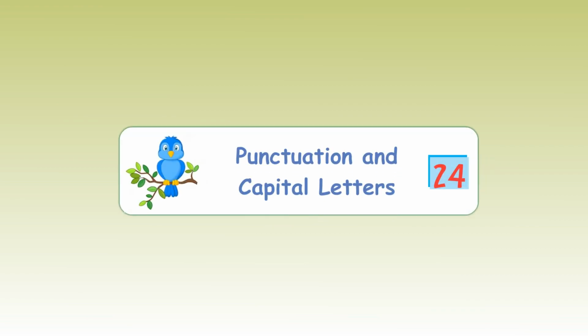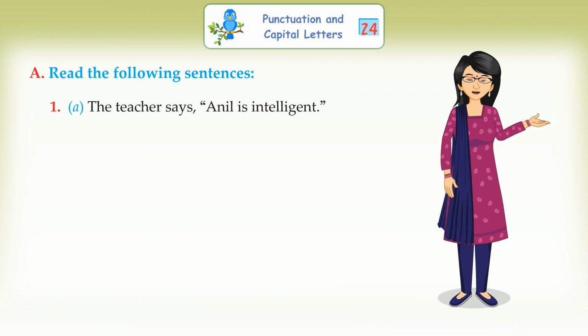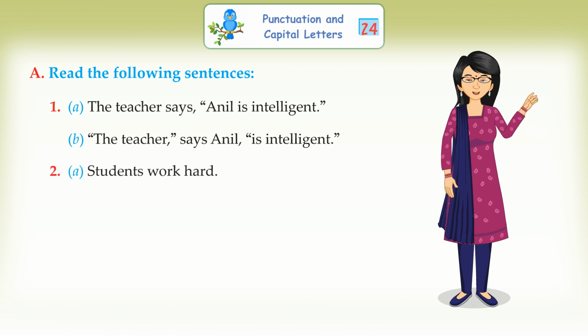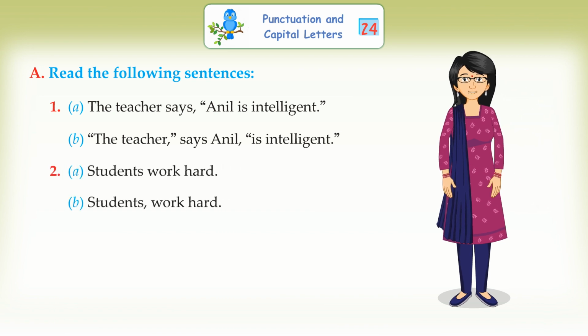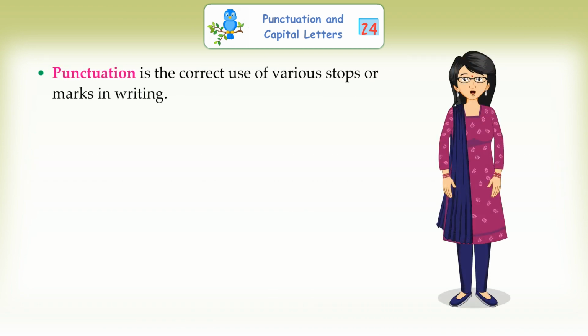Chapter 24: Punctuation and Capital Letters. Read the following sentences. The teacher says, "Anil is intelligent." "The teacher," says Anil, "is intelligent." Students work hard. Students work hard? Note: these sentences A and B consist of the same words, but their meanings are different because of different punctuation marks. Punctuation is the correct use of various stops or marks in writing.